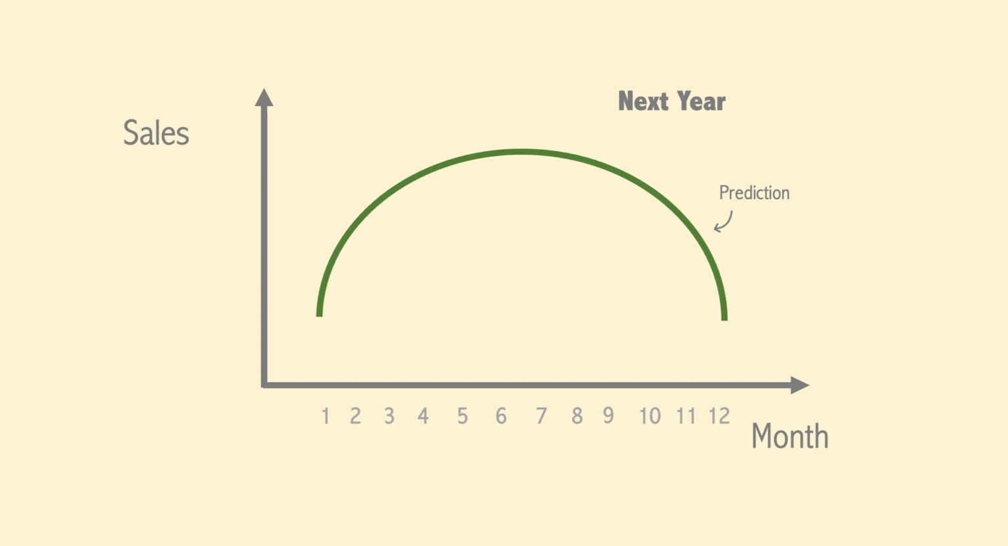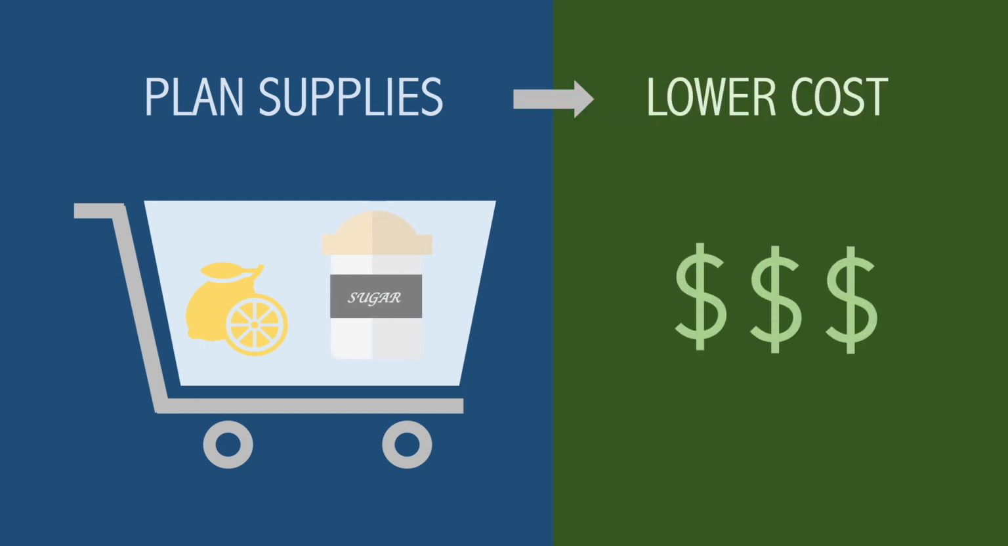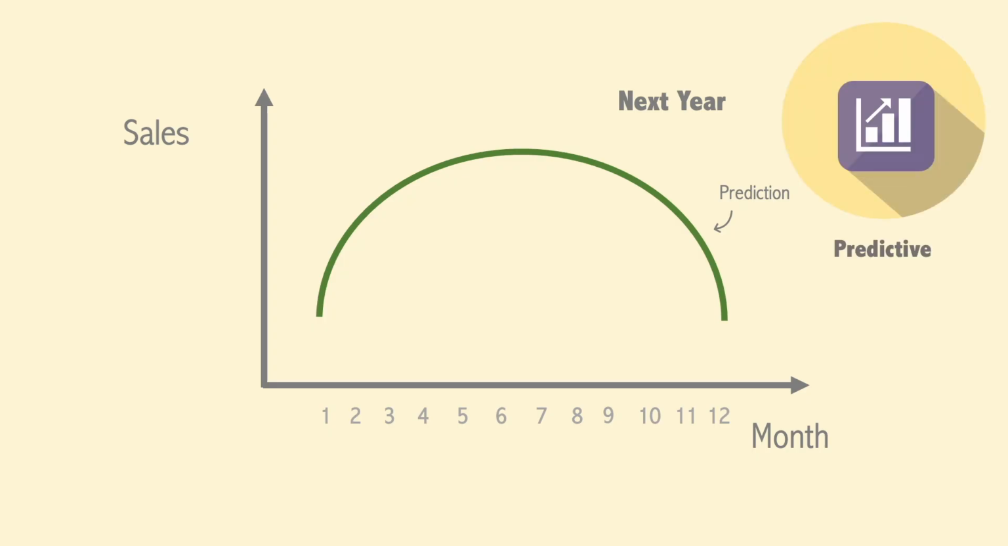For example, she can use this information to estimate the demand of her lemonade in the future, and by knowing this, she can also plan out how much supplies, for example lemon and sugar, to buy, which will then help her cut costs and plan more efficiently. We call this type of analysis predictive analytics, where our goal is to find relationships in our data, and we use these relationships to predict what's going to happen in the future.